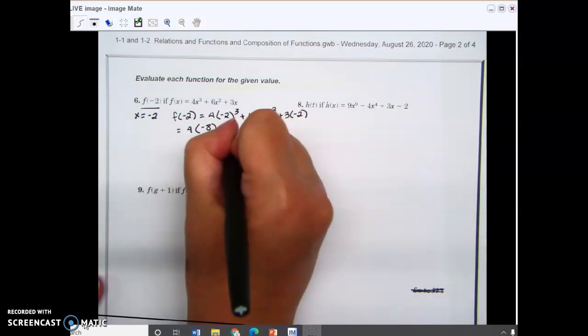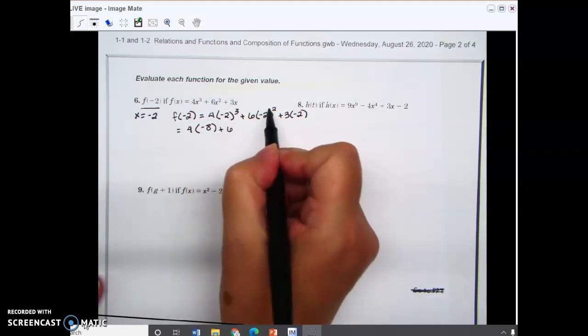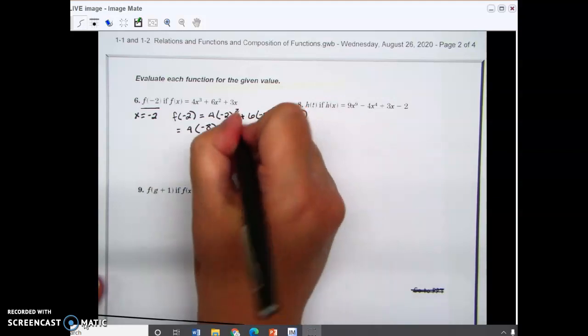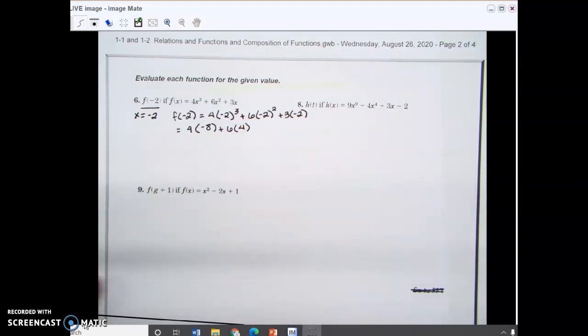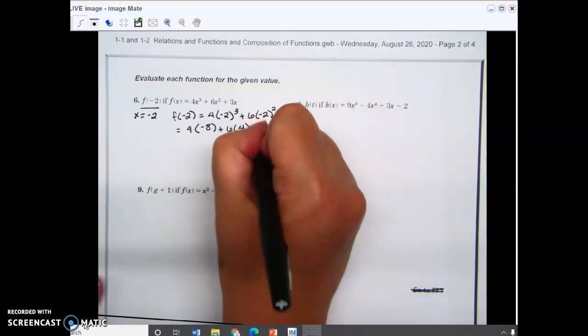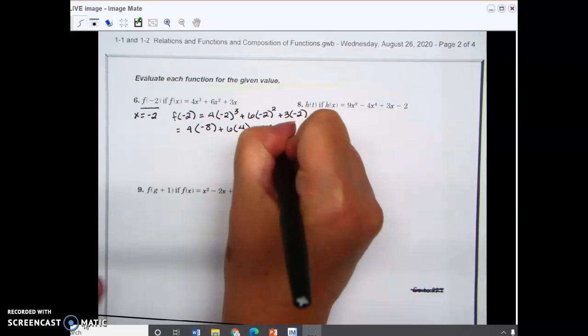And then we have plus 6 times, and again, put the parentheses around it before you square it. Otherwise, you're going to get the wrong answer. So with parentheses, we get positive 4. The incorrect answer would have been negative 4. And then finally, we have 3 times negative 2.